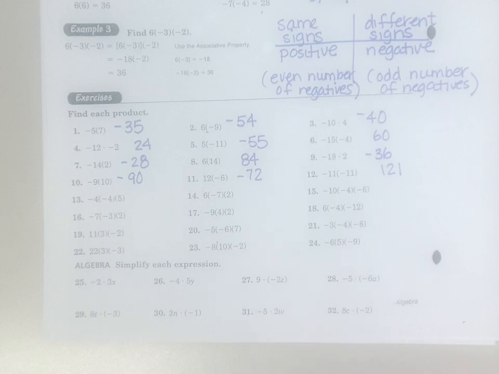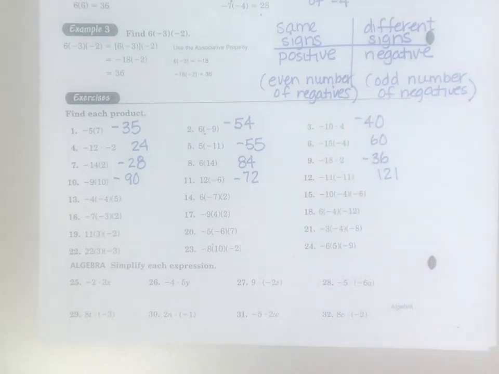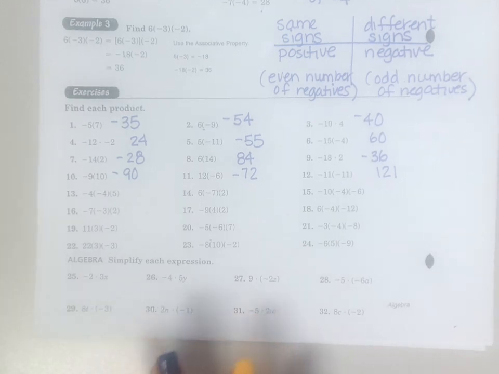So we have to look to see if we have an even number of negatives or an odd number of negatives, because we can't just say same and different. If we want to try and do these a little quicker, we can just look at whether we have an even number or an odd number of negatives. Because it's all multiplication, I can do it in any order I want. So I can multiply whatever's easiest, and then I can look back at even and odd number of negatives.